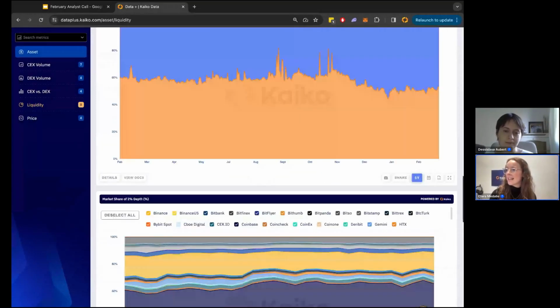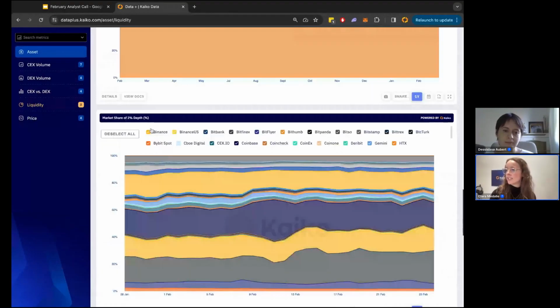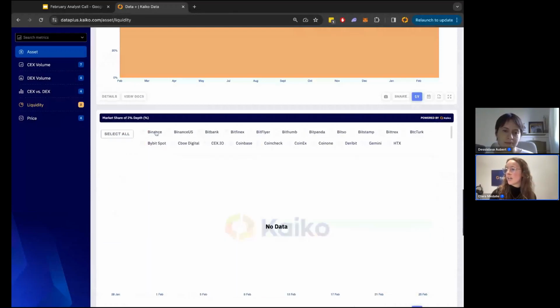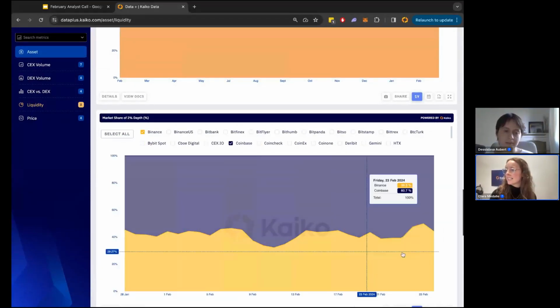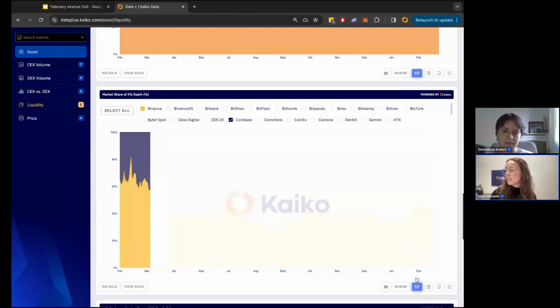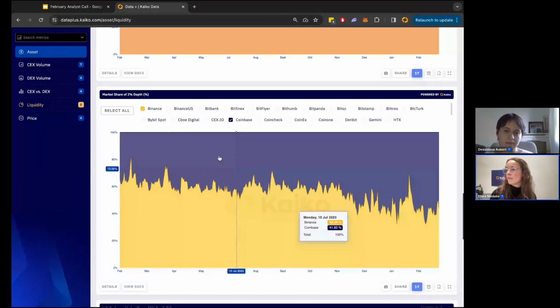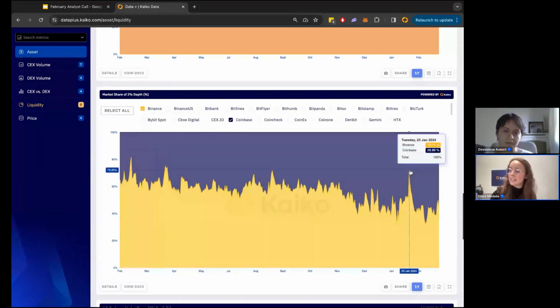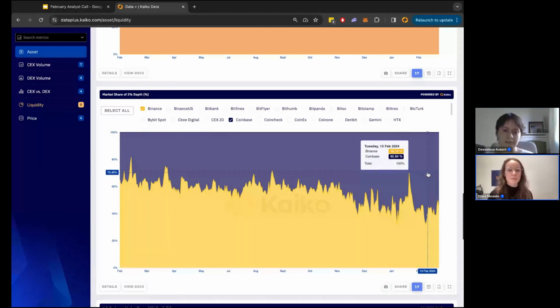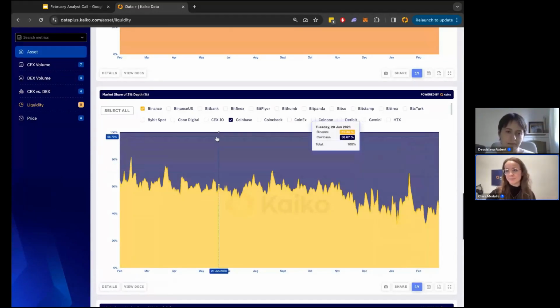And the last chart we have is the market share of 2% depth. Let's say I, again, want to compare Coinbase to Binance. I can see here, let's look at the year, that overall Coinbase is gaining a lot in liquidity, even though its volume is still a lot lower than Binance. So this shows that Coinbase order books are probably a lot more liquid than Binance right now, relatively speaking. Okay, that's our liquidity section.